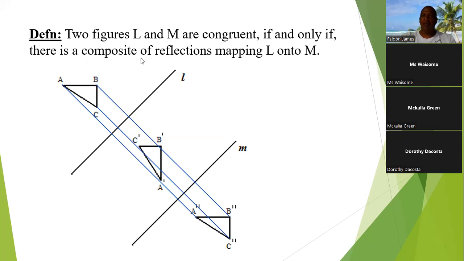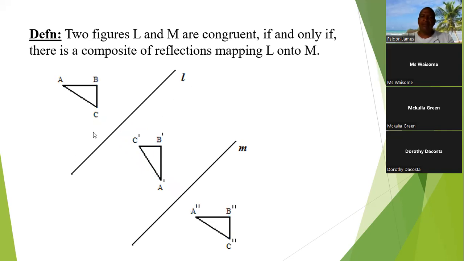only if there is a composite of reflection. Now, if you remember when we were doing functions, I would talk about composite functions. Then what we did was to put one function in the other function, right? So what we are saying here is, if you put one reflection into another reflection, you could get a translation. Is that clear, guys? Yes, sir.